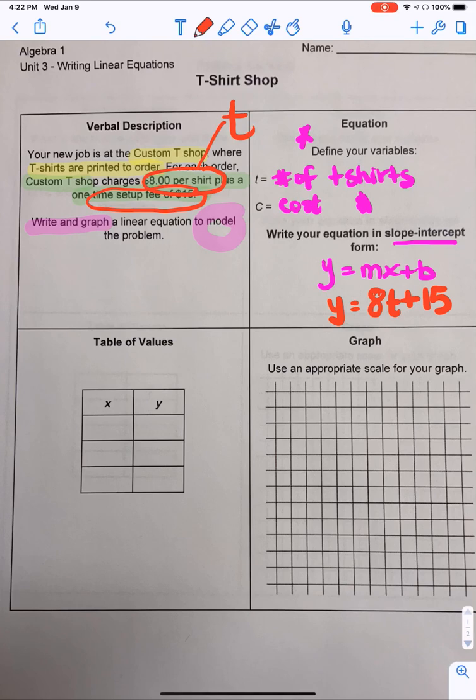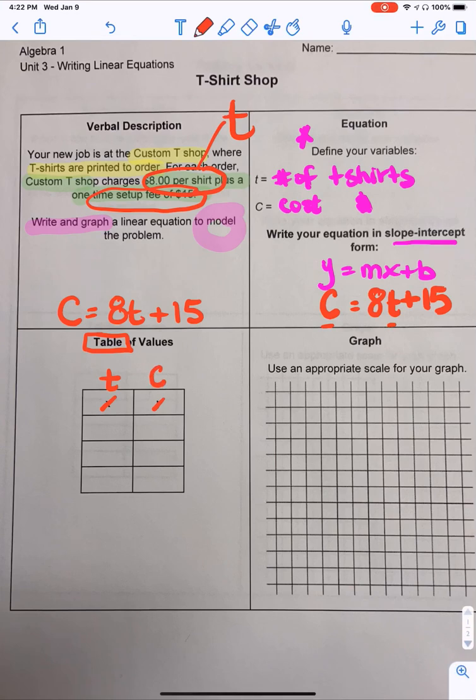Okay? Now, that means that my equation is, let me get rid of this y now. Our y is going to be our cost. So now we have both our C and our T in there. So here's my equation: C equals 8T plus 15. Now, in order for us to look at this, we're going to have to make some kind of table here. On our table, our x value is really going to be T. Our y value is going to be our C.